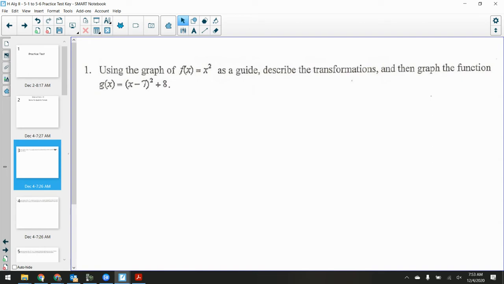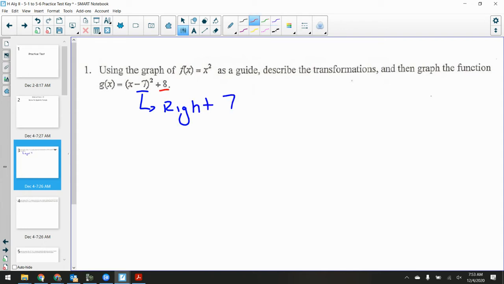I'm going to start here with number 1. Using the graph of f of x equals x squared as a guide, describe the transformations and then graph the function. Okay, what 2 transformations do we see happening here? There are 2 transformations. What are they? What's the minus 7 inside doing? Right 7. Remember, inside is kind of the opposite of what you would normally think would happen. So if I see a minus 7, it's actually going to move it to the right 7.